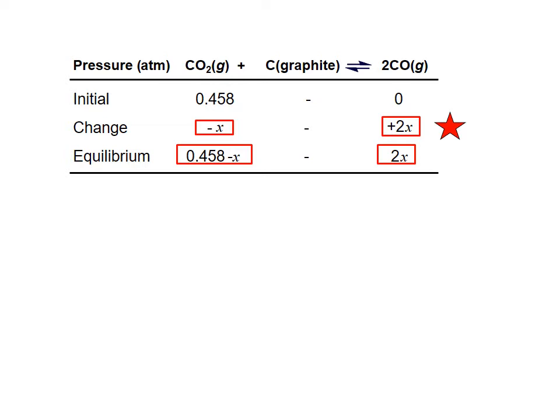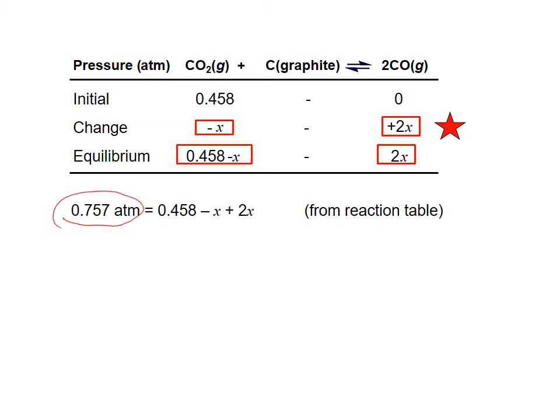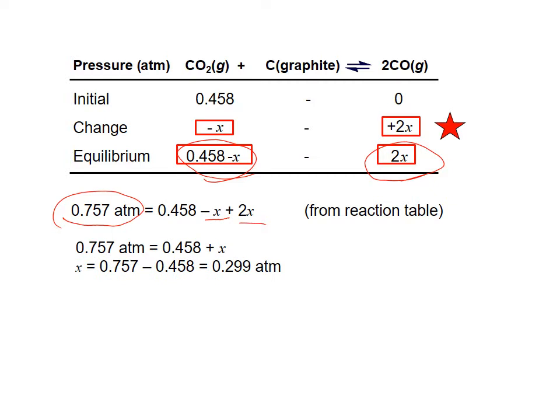Here again is the table, and the total pressure is given, 0.757, and this is obtained by adding the equilibrium pressures of the reactants and the product together. So what is left is just to solve this equation using algebra. You have negative X and positive 2X, you combine together, and that gives you positive X. Then to solve for X, on both sides you subtract 0.458.